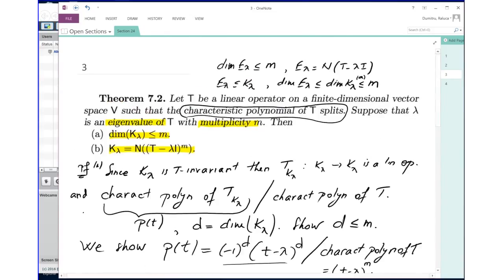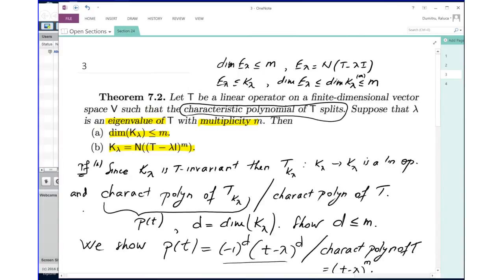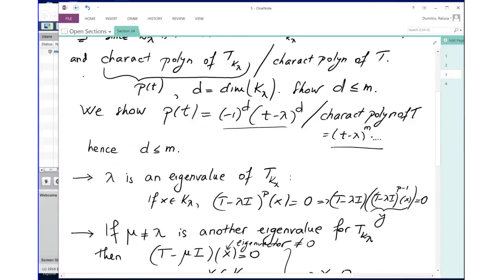That was part 1. Part 2, again essential, is how to actually compute K lambda, as the null space of t minus lambda identity to the mth power. Okay, let's prove that.